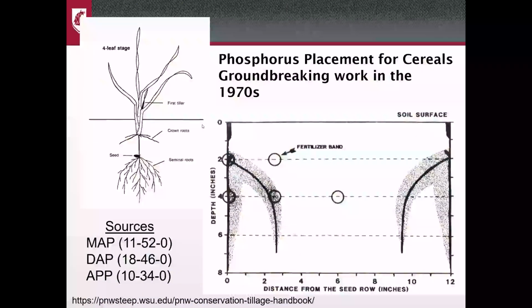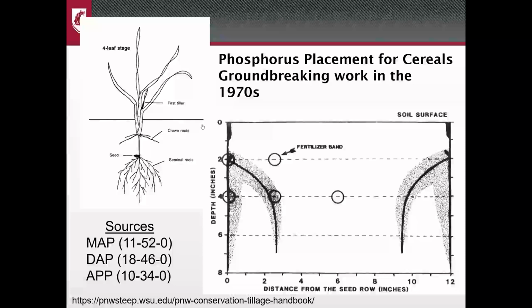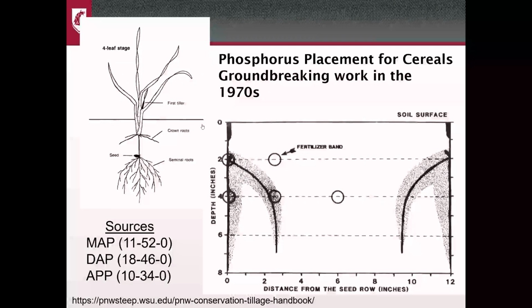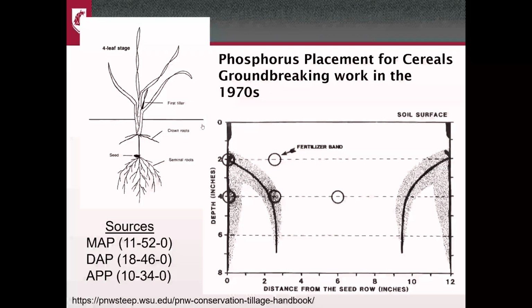Because phosphorus solubility and availability is a challenge, there's some really great work that was done in the 1970s to develop ways of precisely placing phosphorus in soil close to the root system of a young seedling. These are a couple of graphics that come from STEEP, Solutions to Environmental and Economic Problems. If you go back to the original STEEP Conservation Tillage Handbook, the URL is at the bottom.